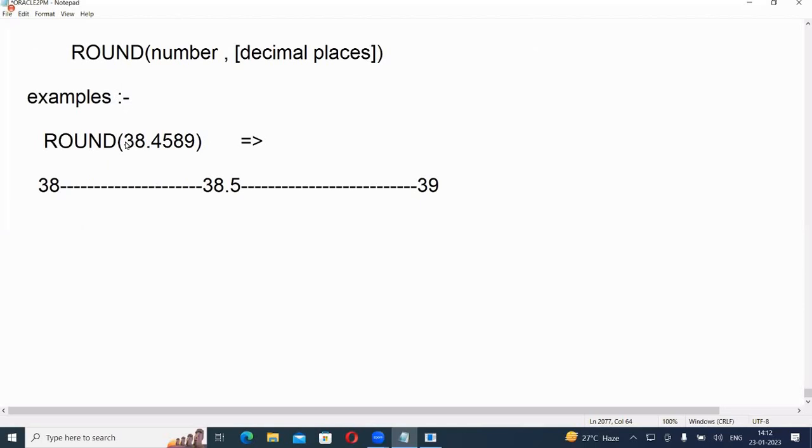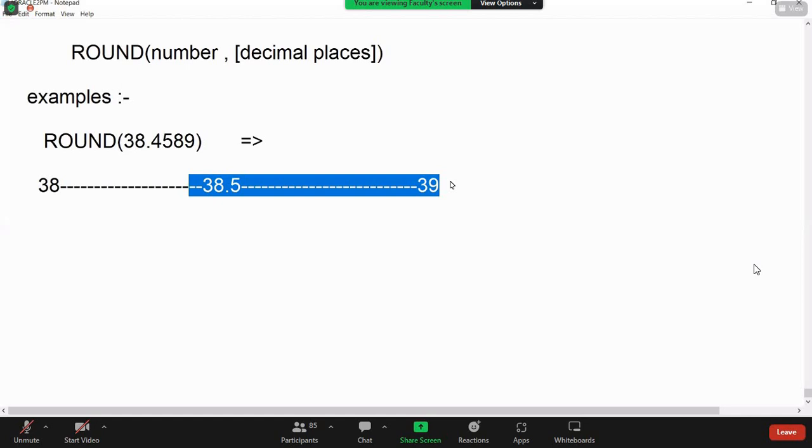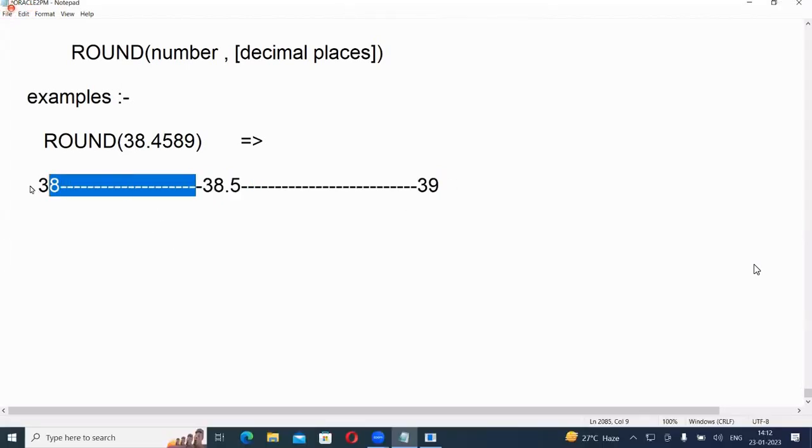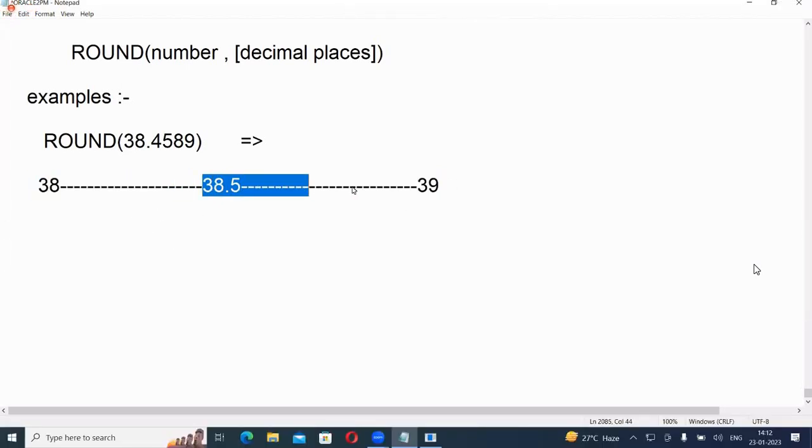So tell me, is the given number below average or above average? Below average. If it is below average, it is rounded to the lowest. If above average, rounded to the highest. 38.4 is below average, so it is rounded to the lowest, which is 38. If the number is below average, rounded to lowest. If it is equal or above average, rounded to highest.